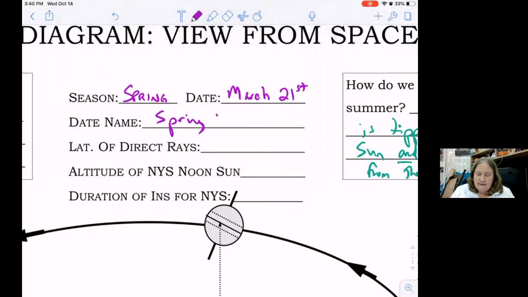Again, equal days, equal nights for every place on the face of the earth. The only 2 days of the year that everywhere on the face of the earth gets 12 hours of daylight and 12 hours of darkness is on the equinoxes. So this is 12 hours for the duration.